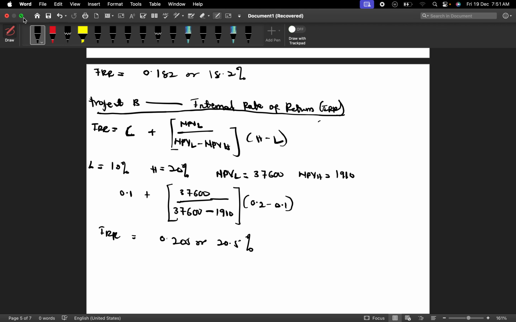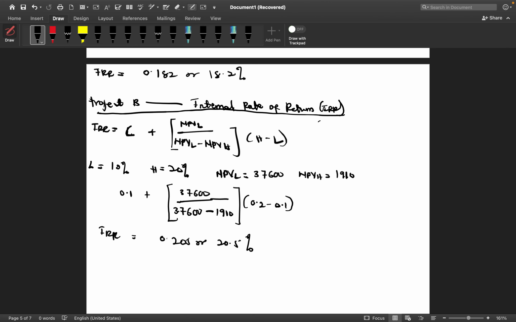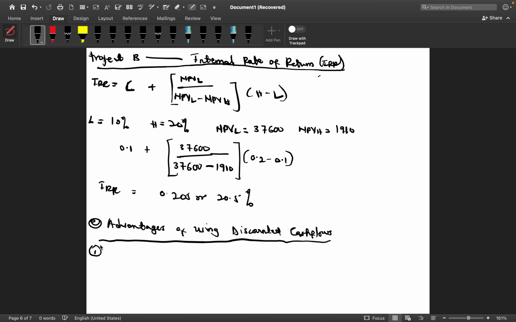So let's check the last part of the question. The last part is advantages of using discounted cash flow methods. This is a theory, though. It's not a calculation. Advantages of using discounted cash flows. I think you guys can read on this. It's basically the theory part. But I think I can give you two.